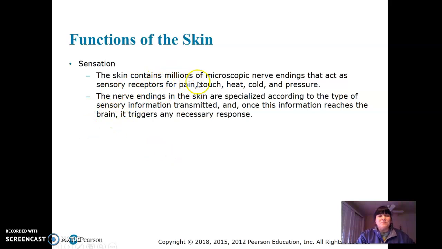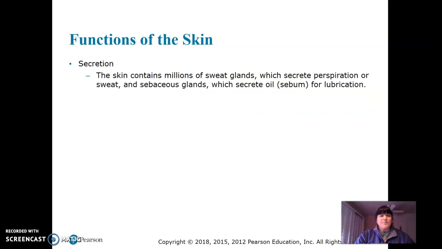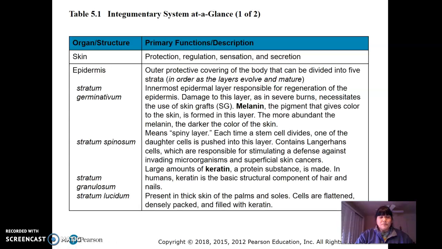Sensation, of course. The skin contains millions of microscopic nerve endings for pain, touch, heat, cold, pressure. Specialized, okay. If you took physiology, we get into the different types of neurons involved with perception or different types of things there. Secretion. Skin contains millions of sweat glands for perspiration, sebaceous glands to secrete oil, okay, for lubrication.